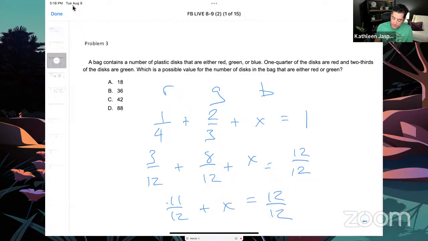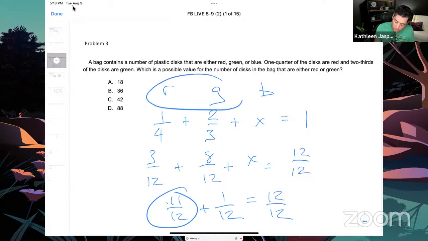Well, you see, I got 11/12 and I need 12/12. Hopefully you can just do that in your head and understand that I just need one more to make it 12/12. Does that make sense? 11/12 and 1/12 are equal to 12/12. So I have 11/12 of the entire amount of discs in the bag. Does that make sense? Because we need to group red and green. This is red and green, and this is blue.